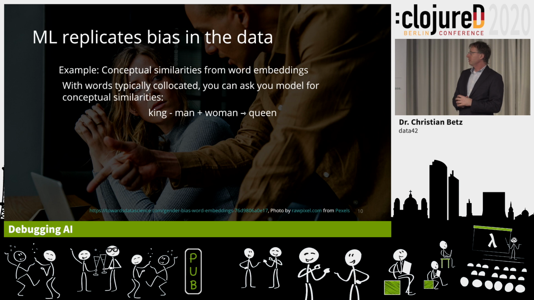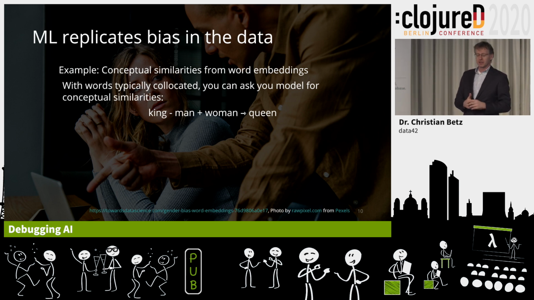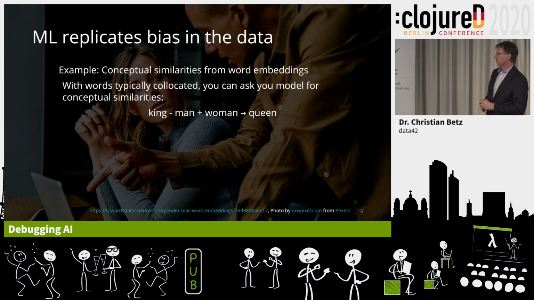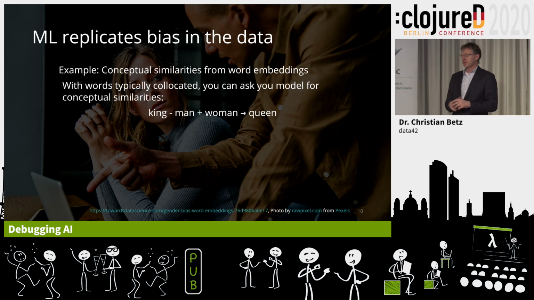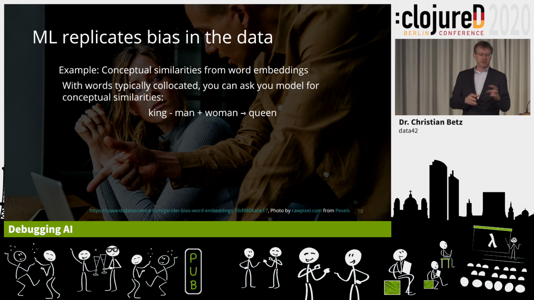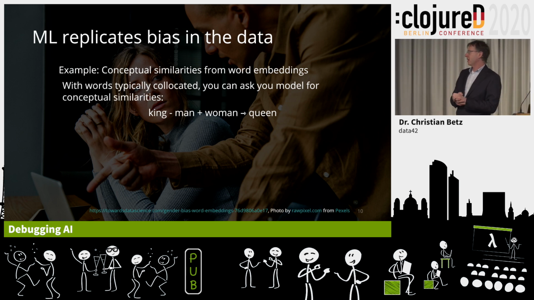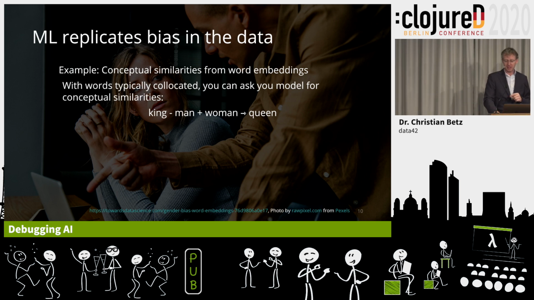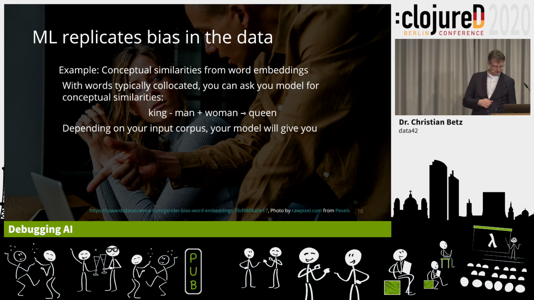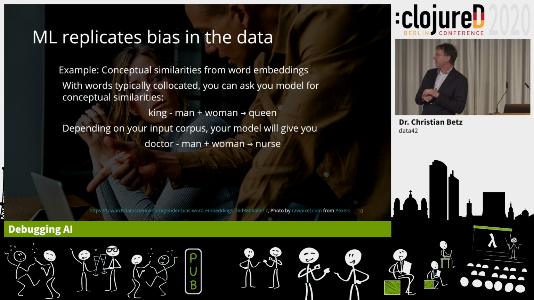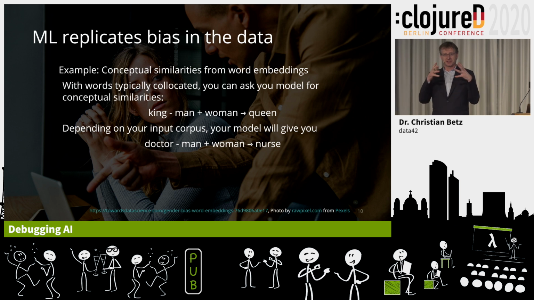This is a very well-known example. If you train BERT-like systems on Wikipedia, you get that thing where you can calculate with concepts, because you're dealing with vectors, and you can subtract vectors and add vectors, and you can do stuff where you can say king minus man plus woman is queen. If you train the system on Wikipedia, you'll also get doctor minus man plus woman is nurse, because that's what's in the text you're training your system with.